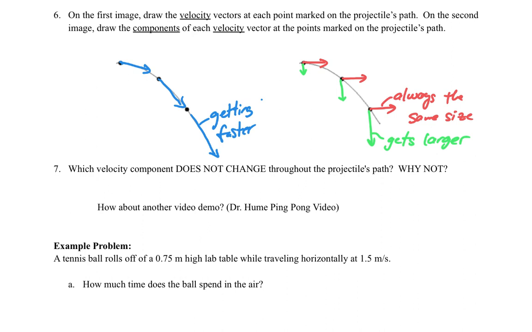So we can signify this by writing that the velocity in the x direction is always the same, while the velocity in the y direction changes.